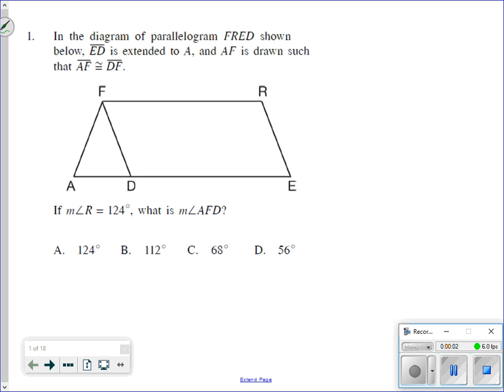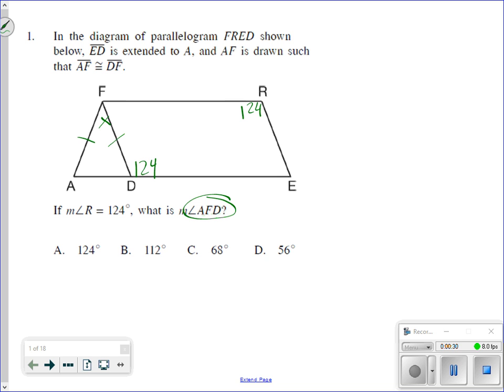The first question in our review packet is going to force us to use a couple different properties, some about parallelograms and some about isosceles triangles, to be able to figure out what angle AFD is. So AFD is up there, and the only information they give us is that angle R is 124 degrees. Since they tell us that FRED is a parallelogram, we know that angle FDE is also 124.